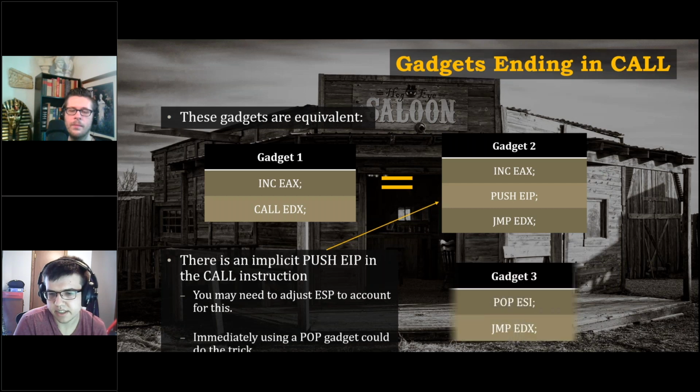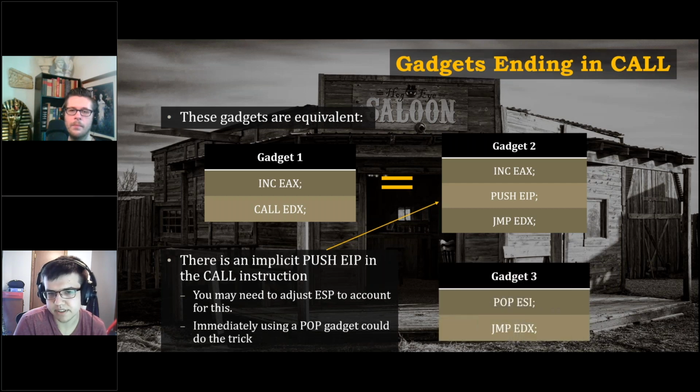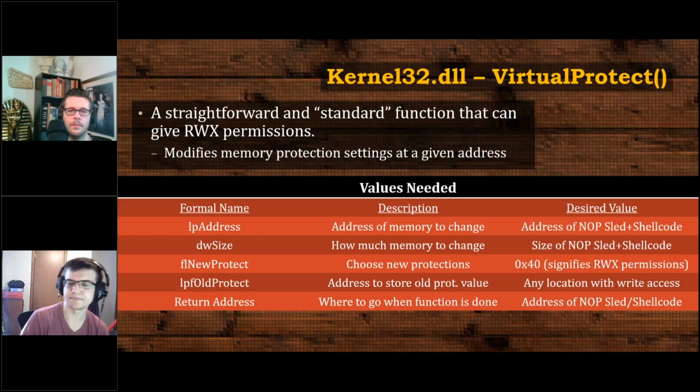All we have to do is put an extra pop gadget afterwards, or otherwise account for that extra value being pushed onto the stack. You just have to be aware of it. So, for example, if we had a call at the end of our dispatcher gadget, since we're doing our dispatcher gadget every single time we're going from one to the next, that call could become really annoying. So you just have to keep in mind what call does there, but we can use it.